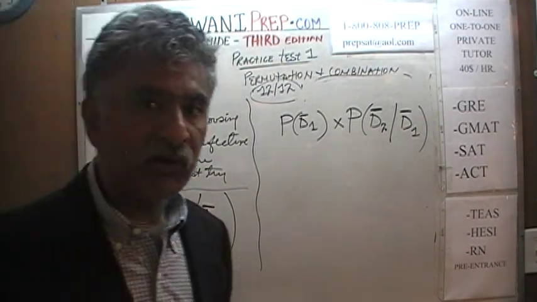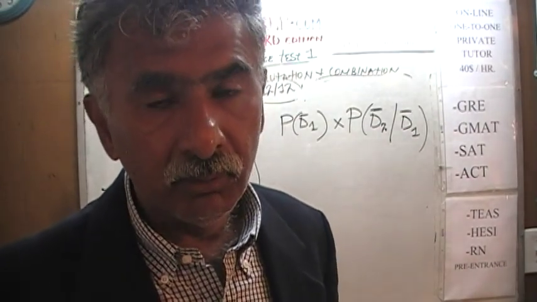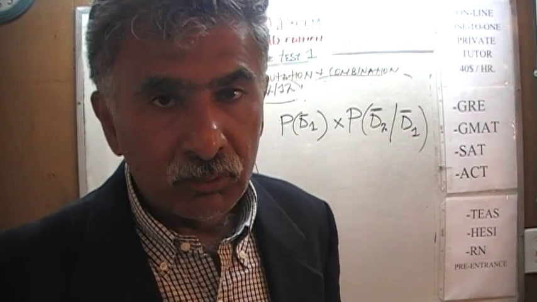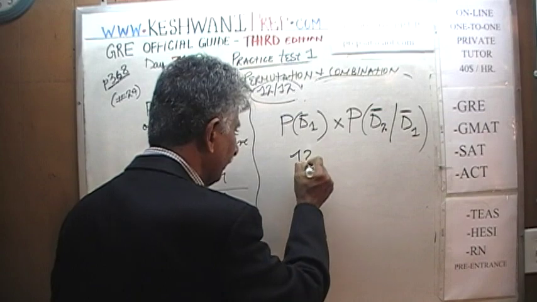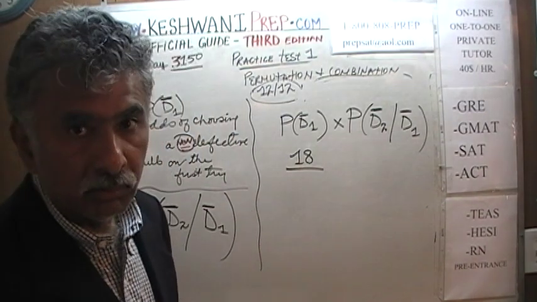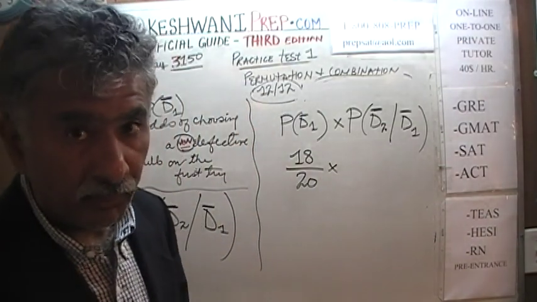Well, how many non-defective bulbs are there in the box? We are told that two of them are defective. There are a total of 20. If there are a total of 20 and two of them are defective, there must be 18 non-defective bulbs. Out of how many total? We just said it, 20. So that part was done. You with me so far?